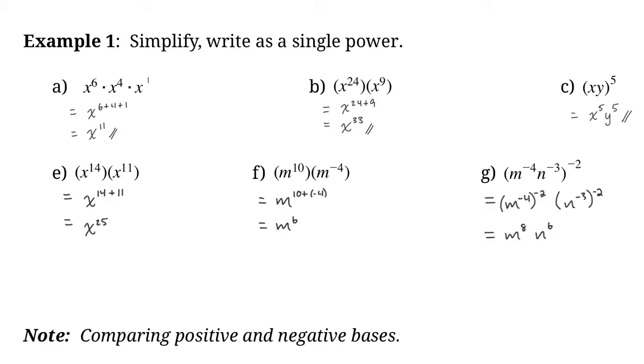In part E, we have x to the power of 14 multiplied by x to the power of 11. So we do have the same base x, and we can add our exponents. So this is just going to become x to the power of 25.